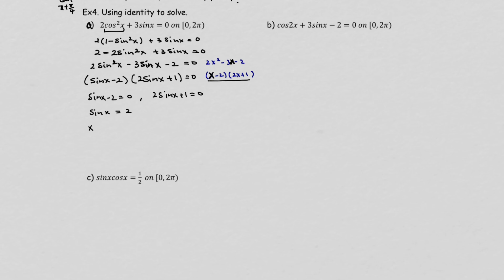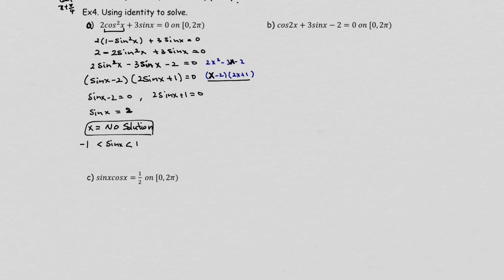And this is going to be no solutions, right? Why is that no solutions? Sine domain should be between negative 1 and 1. This is outside of the domain. So that's why there's no solution for that factor.